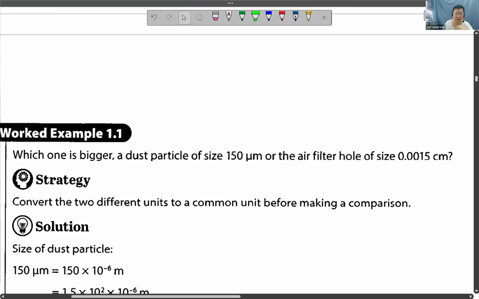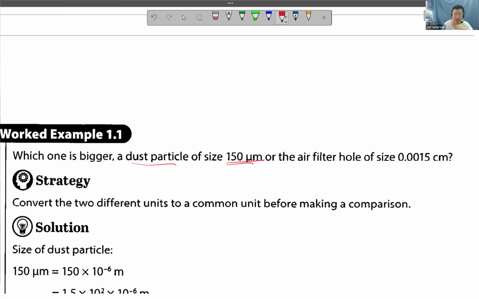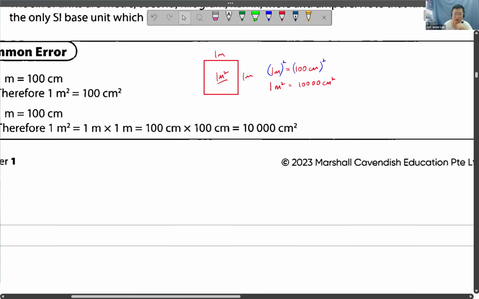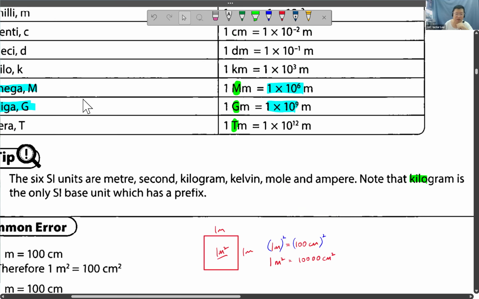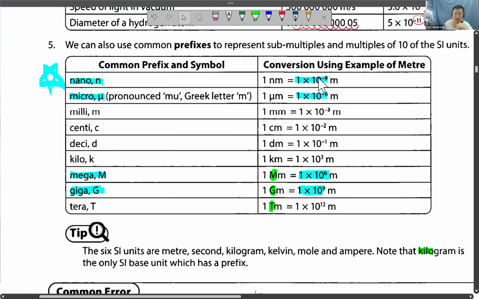Okay, this question is very interesting. Which one is bigger? A dust particle of 150 micro. In case you haven't recognized that, this is called micro. Micro means 10 to the power minus 6. Okay, you can memorize. Have you memorized? Not yet, right? Okay, next time you memorize, now I help you. So if you remember, micro is 10 to the power minus 6. Nano, 10 to the power minus 9. Mega, 10 to the power 6. Giga, 10 to the power 9.